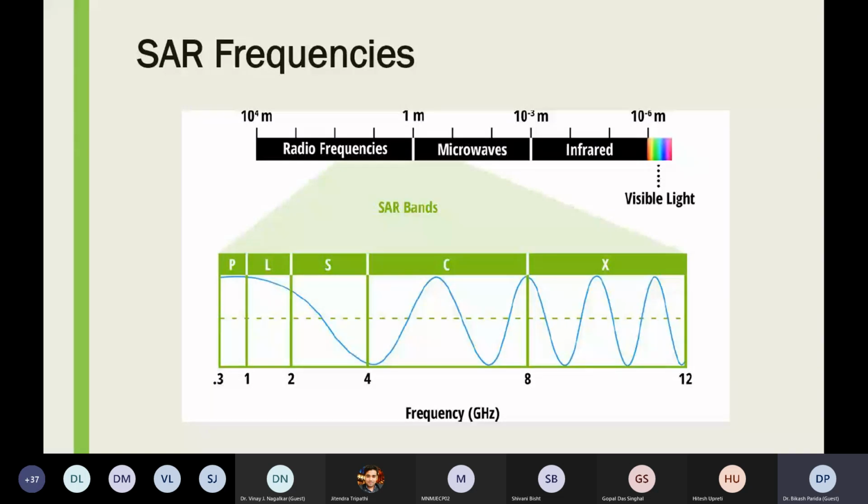And nowadays scientists are also investigating, or trying to launch, some new satellites based on the L band and S band. These bands give a good amount of datasets, and they also have the advantage I discussed, and therefore they are being used.